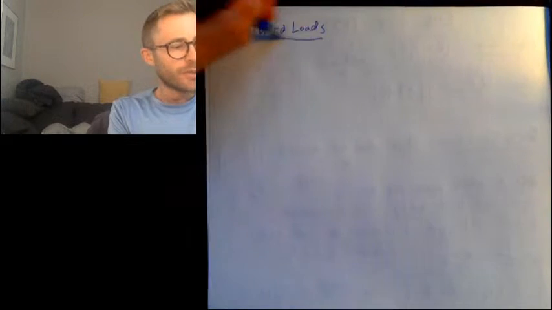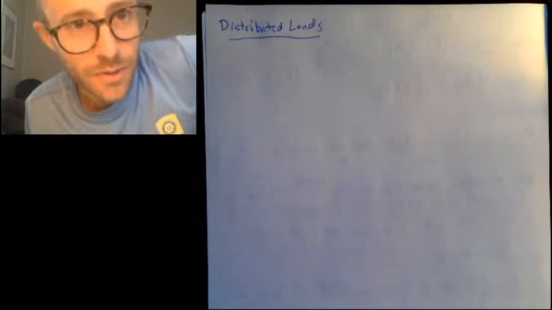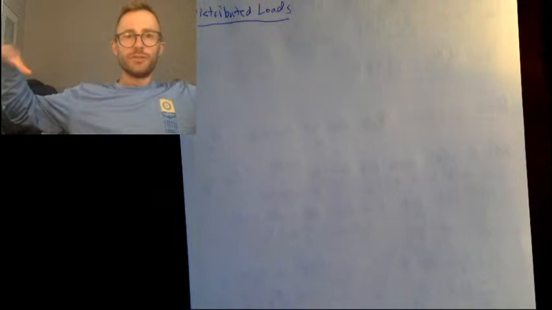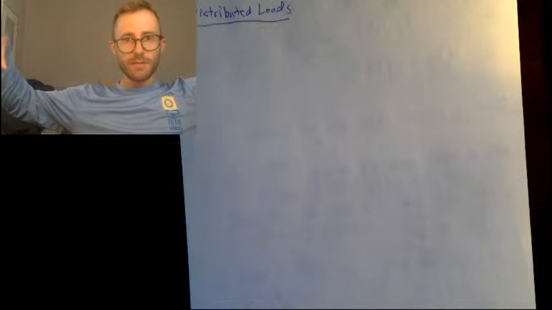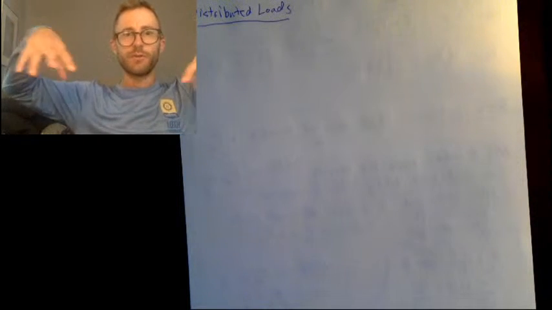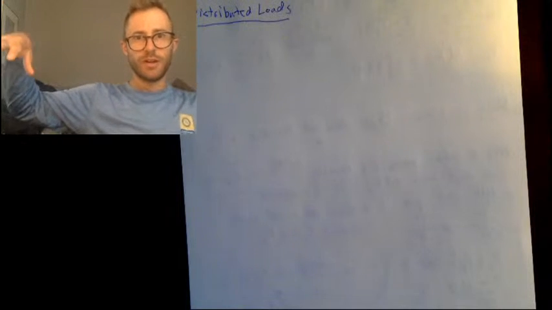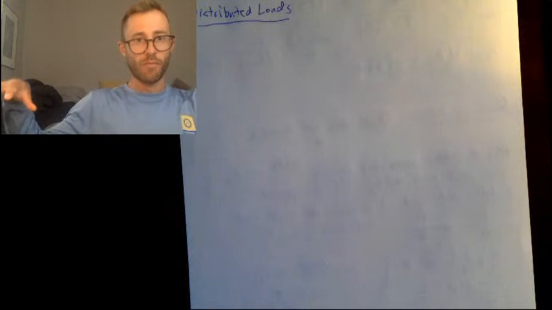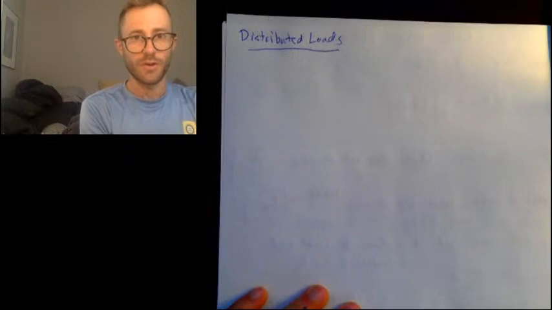So here's what I want to talk about next. Next, I want to talk about distributed loads. So for a distributed load, that might be, for example, a bridge that has cars on it. The cars are exerting forces on the bridge at different locations. So you have downward forces acting all over the bridge. That's what a distributed load is.